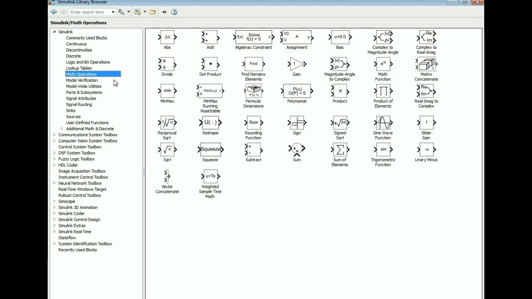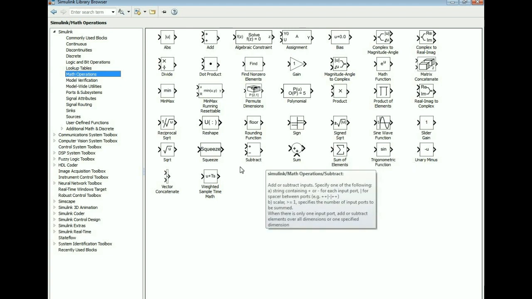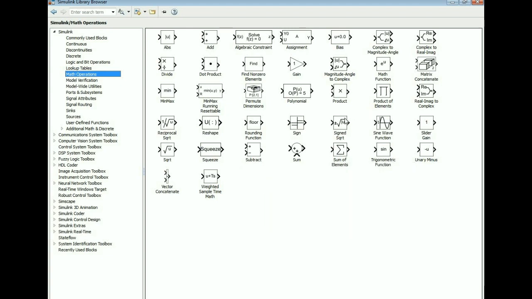Under the Math Operations toolbox, we can do many mathematical operations, like absolute value, addition of two signals, or finding the product of two signals, increasing the gain, dividing the signal, dot product of two signals, also summation, subtraction of signals, etc.